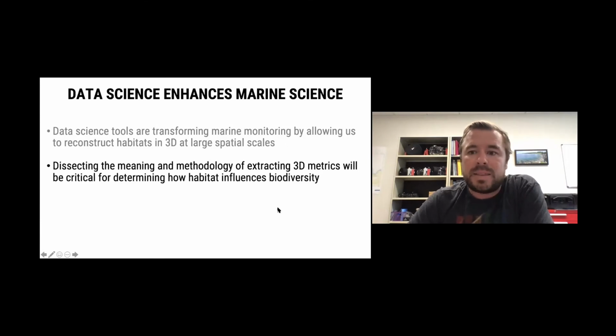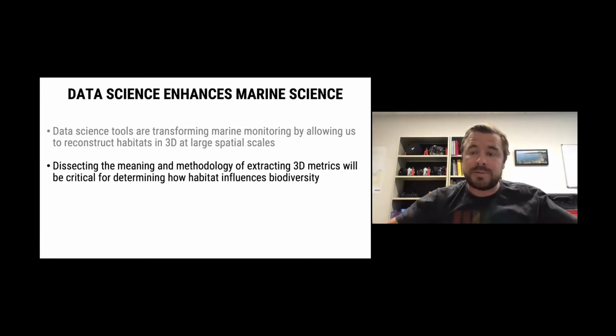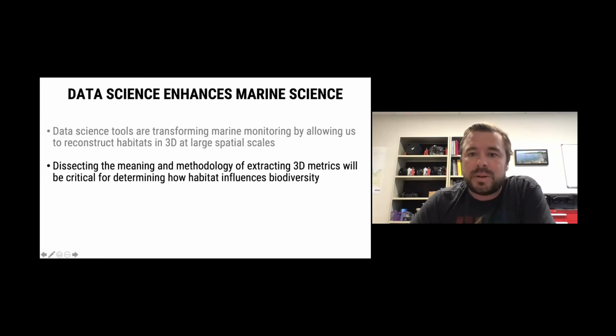Dissecting the meaning and methodology of these metrics is something that was very tedious, but we felt like we had to do it in order to have confidence in how we interpret those metrics and really hopefully progress the field to having standardized data that can be comparable to do what we did where we understand how habitat influences biodiversity. That is going to be very important for the future.